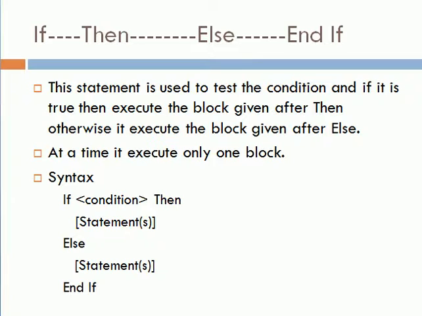Now when the condition is true or false, and we want a result for both conditions, then we have to use the second type of if statement, that is If, Then, Else, End If. This statement is used to test the condition, and if it is true then execute the block given after Then, otherwise it executes the block given after Else. At a time it executes only one block. Syntax will be: If condition, Then statements, Else statements, End If. So here at a time only one thing can get executed.